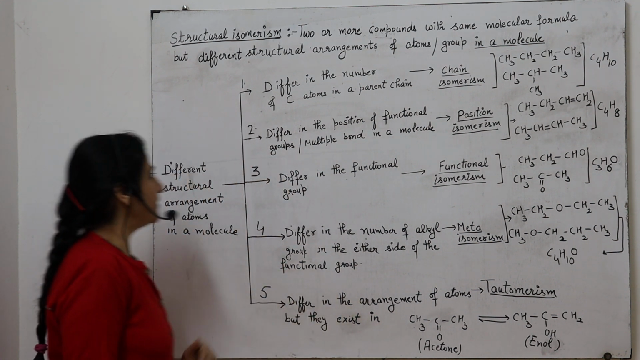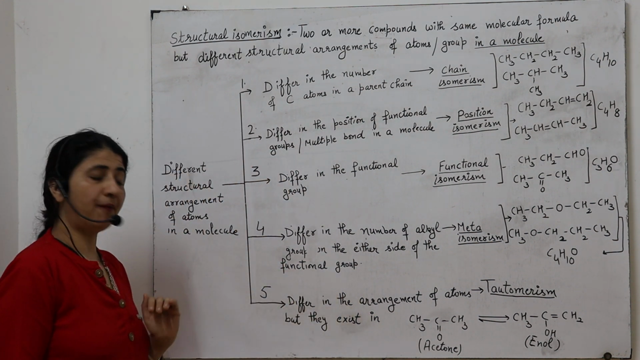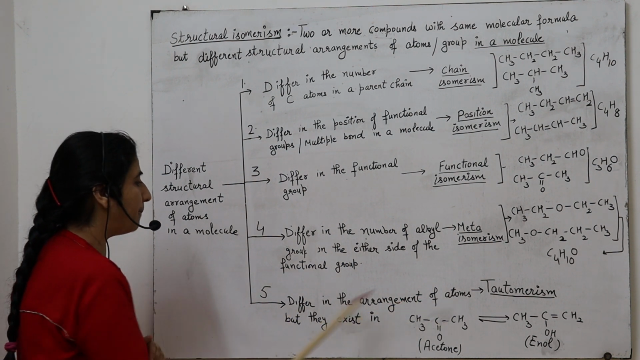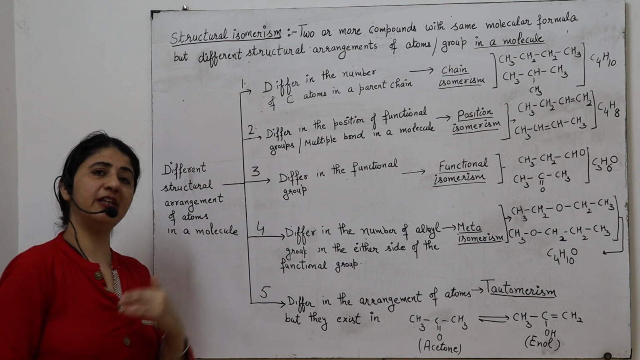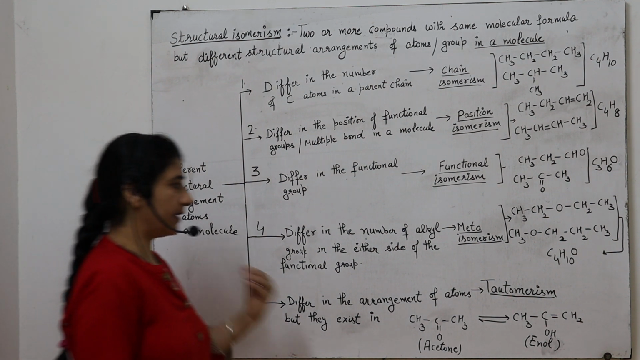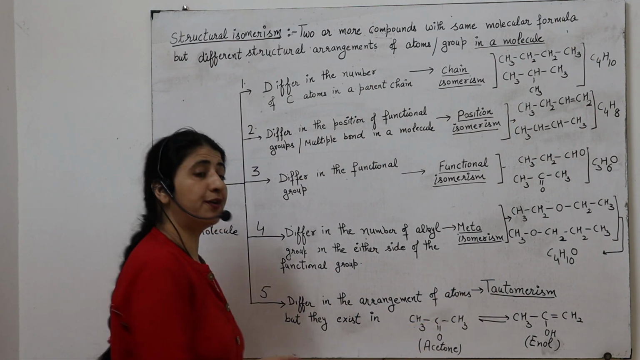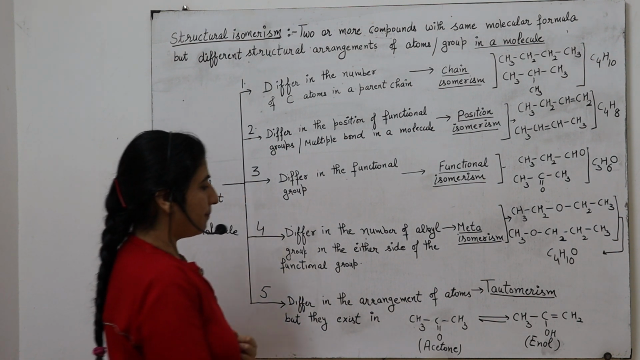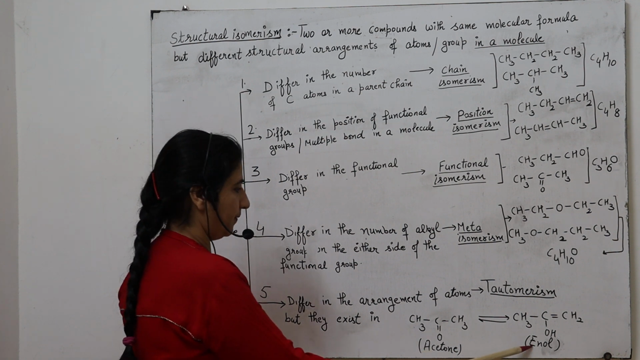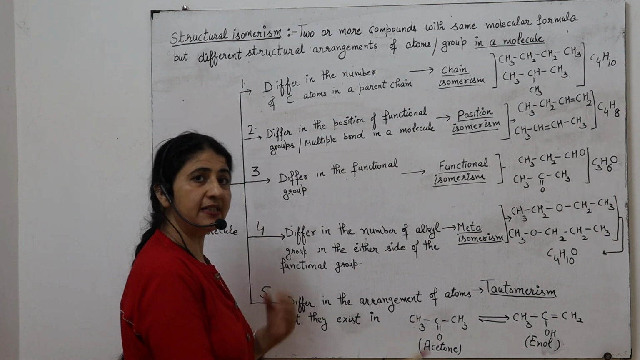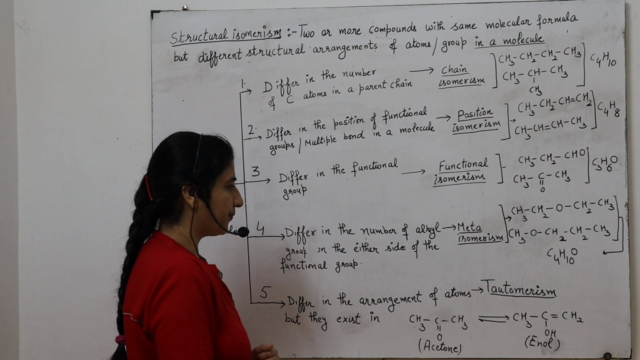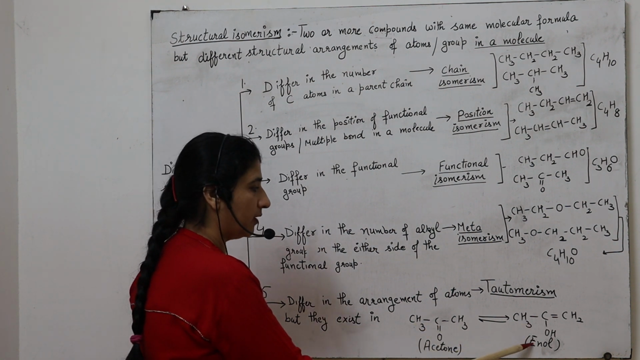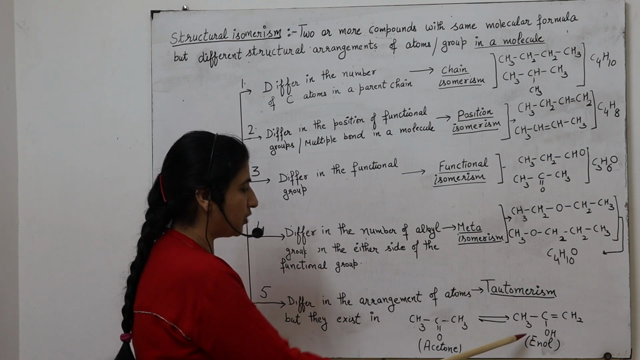The fifth difference: the structural arrangement of atoms or groups of atoms is due to a difference in the arrangement of atoms, but they exist in equilibrium with each other. These isomers are known as tautomers. To illustrate it, I am taking the example of acetone and enol. Here we have acetone, CH3COCH3. This compound exists in equilibrium with the enol. So how does it actually take place?